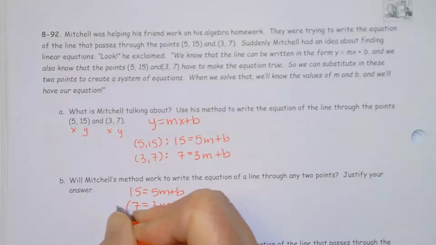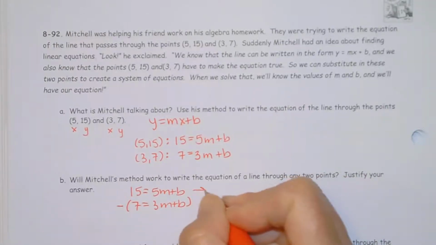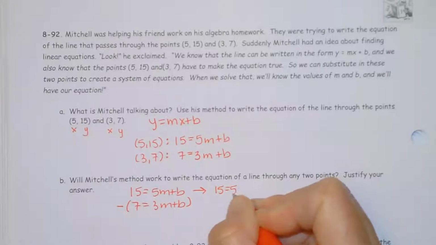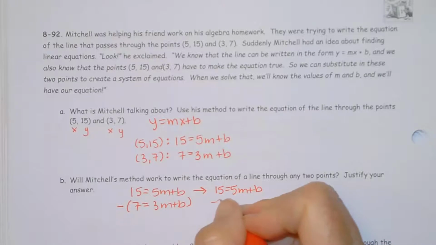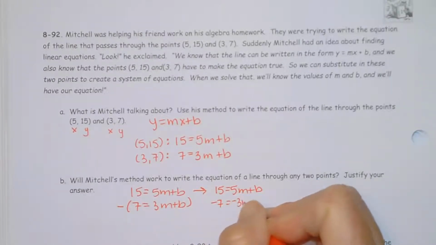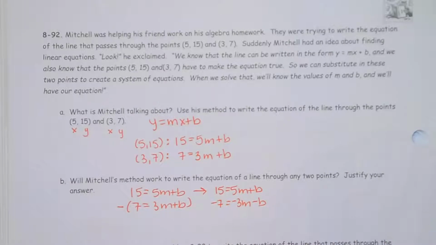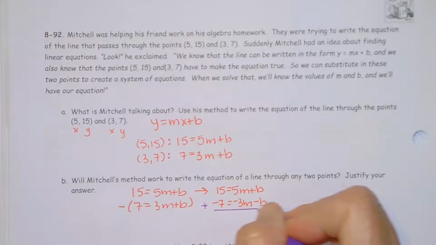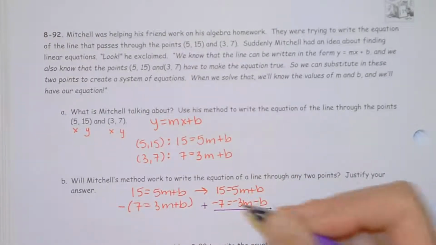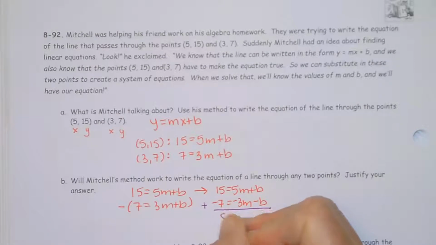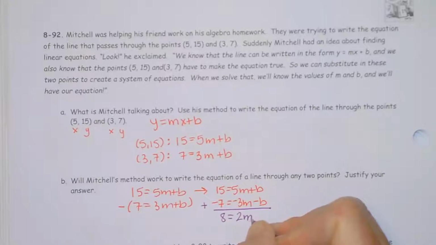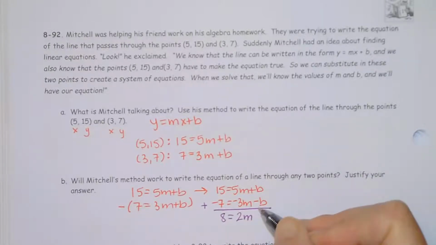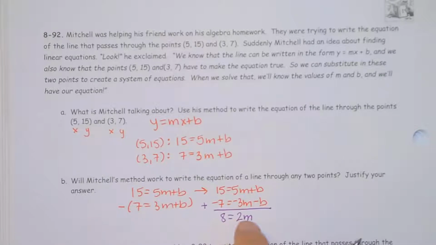And again, I'm going to be multiplying this by a negative. So here, the top one I'm going to keep, 15 = 5m + b. I'm deciding to make the second one negative, so it's going to become -7 is equal to -3m - b. And now I can take those two equations and add them using elimination. My b's are going to cancel out. So 15 and -7 give me an 8. 5m - 3m gives me a 2m. And then again, my b's cancel out. And so I'm left with 8 is equal to 2m.